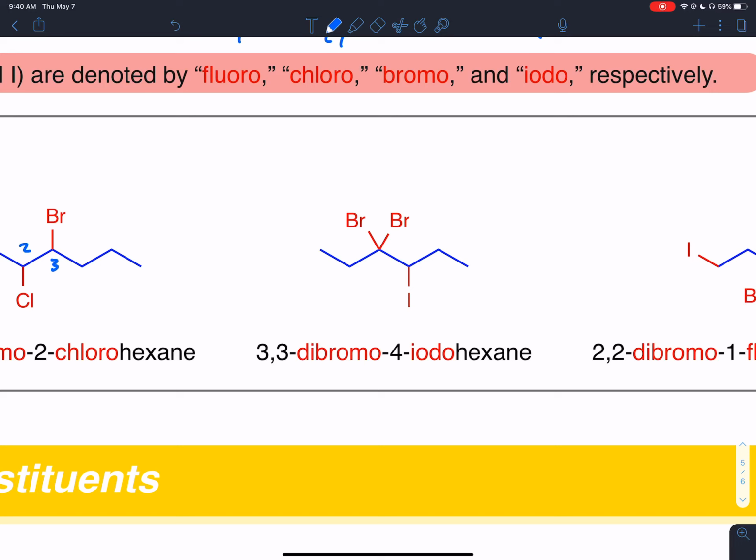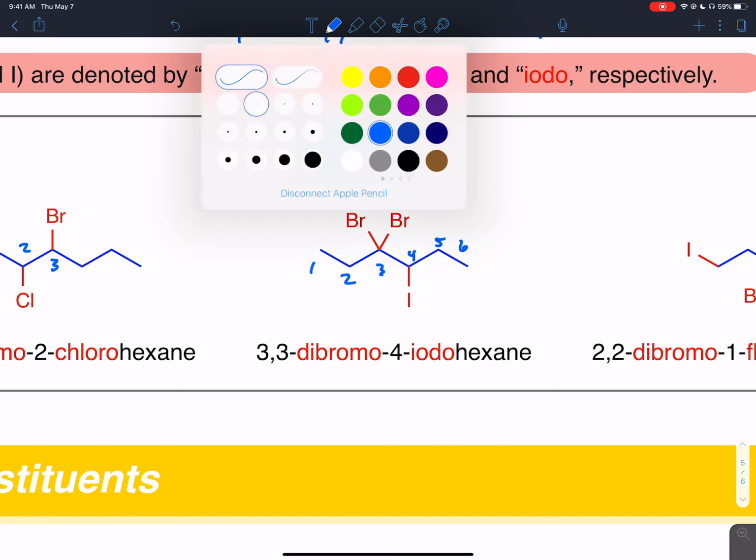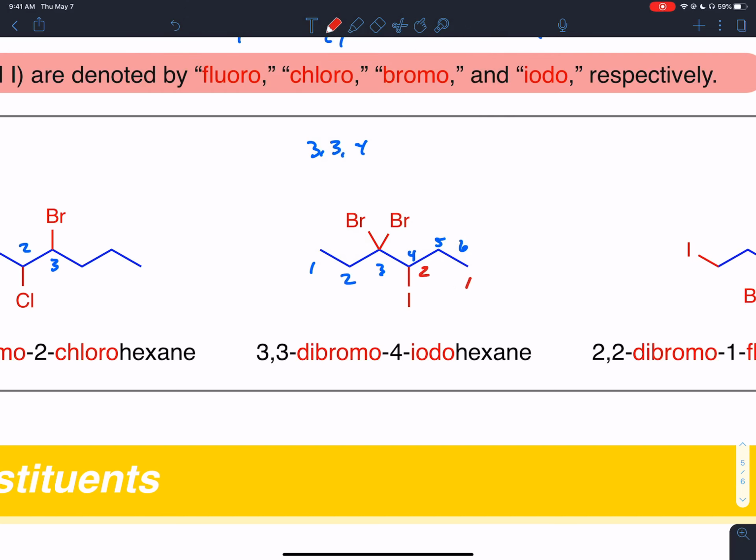In this next molecule, we have 2 bromines and 1 iodine. And we would number in the direction to give the overall lowest locant set, which would be 1, 2, 3, 4, 5, 6, giving us a 3, 3, 4 locant set. And the incorrect numbering would be this: 1, 2, 3, 4, because then you would have 3, 4, 4, so not the correct locant set. The blue numbering is the correct locant set.